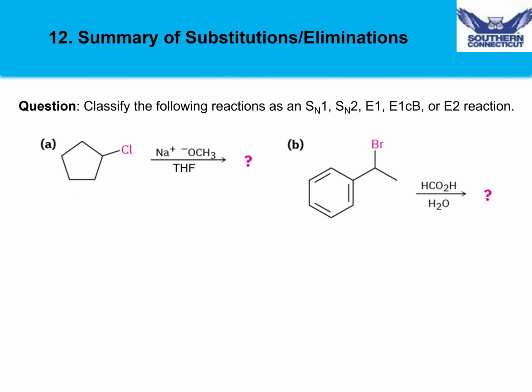In this question, we want to classify the following reactions as going through one of the 5 possible mechanisms we covered in this chapter. First, we have a secondary alkyl halide that's part of a cyclopentane ring being treated with a fairly strong base, sodium methoxide, and THF. And in the second example, it's a secondary alkyl halide that is also benzylic with acetic acid and water.